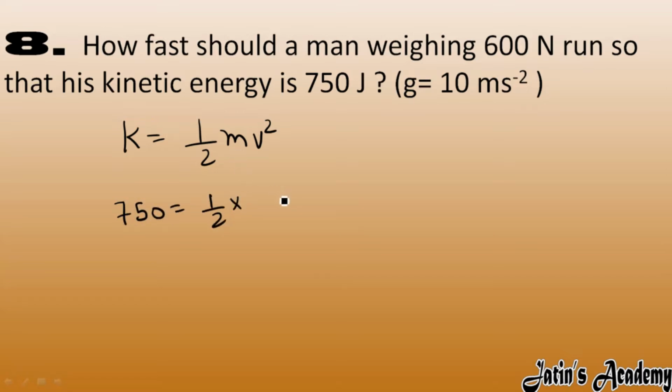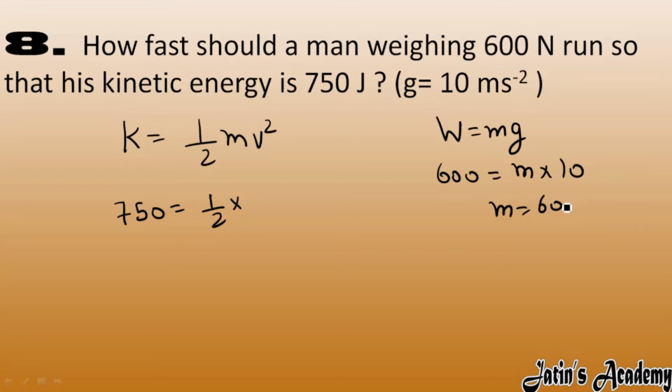Mass is not given here, it is given as weight. Weight we have is m into g. Weight we have 600 Newton. Mass we have to calculate, g value is 10. So divide, and we got mass as 60 kg. So put the value of mass as 60, velocity we have to calculate. Now cross multiply. So 750 into 2 by 60.